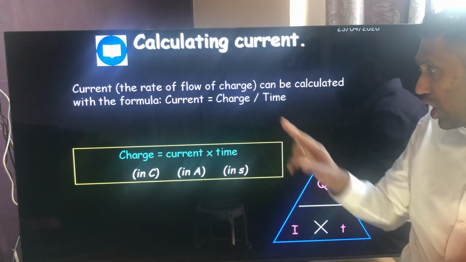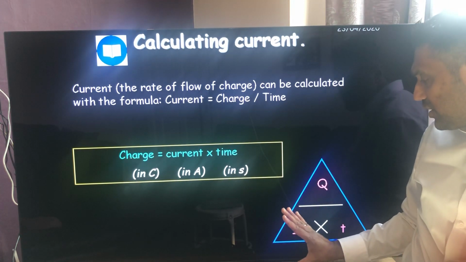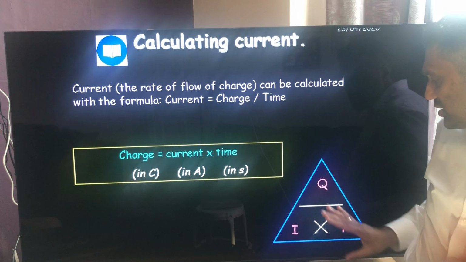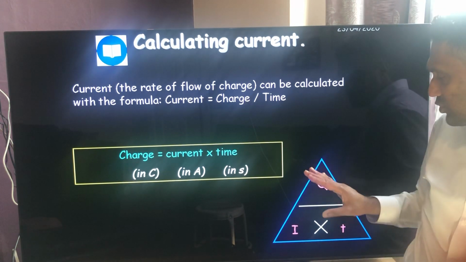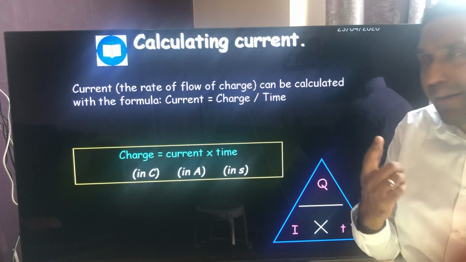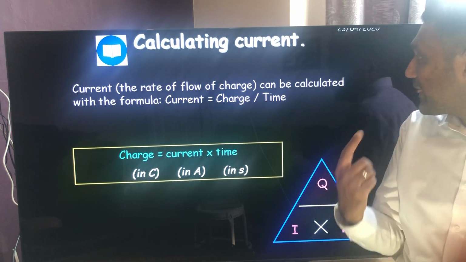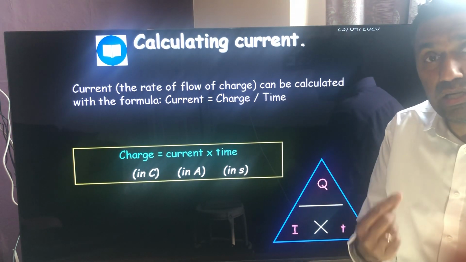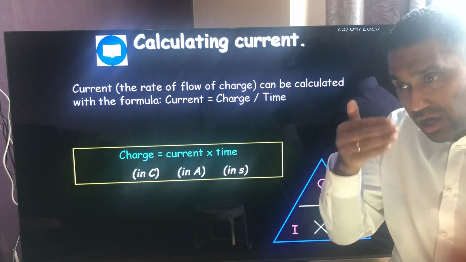If I want to work out the current, I put my hand over the I. The current is the charge divided by the time. So it's coulombs per second. So 1 amp of current is 1 coulomb per second. It's literally just watching the current flow through.